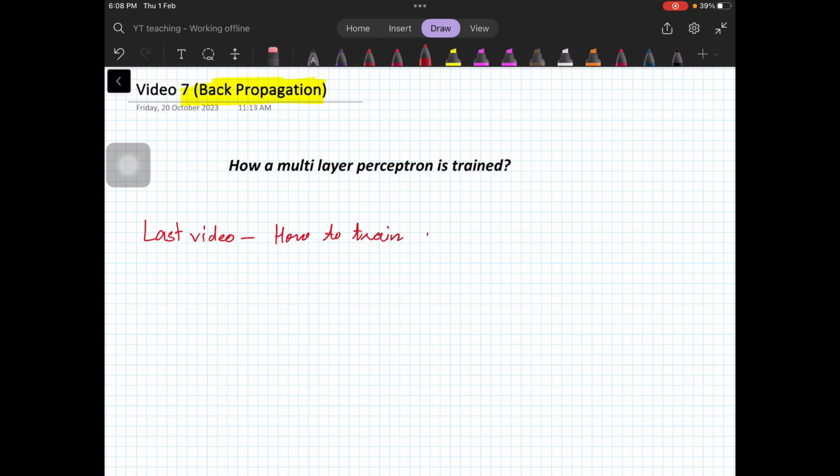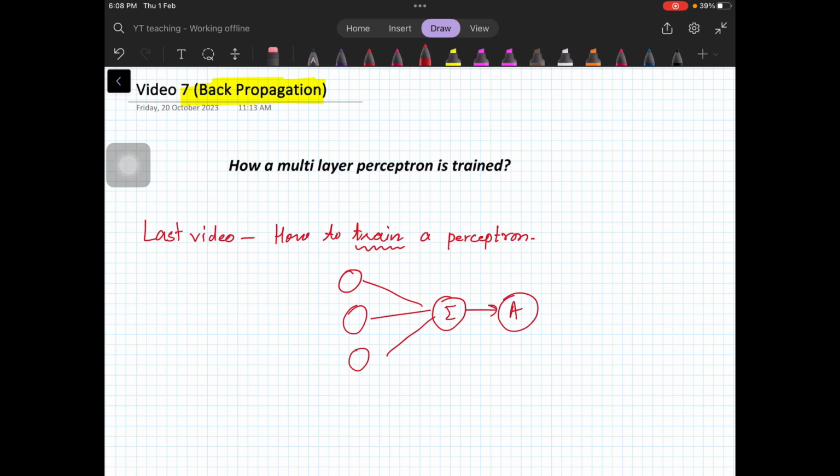Training means you have to find out the weights. For example, you have these inputs going into the summation cell, and then there is an activation function, with weights w1, w2, w3, and then you have your output here. You wanted to know the optimal values of w1, w2, w3. That was called the training. This is what we did in the last video, right?